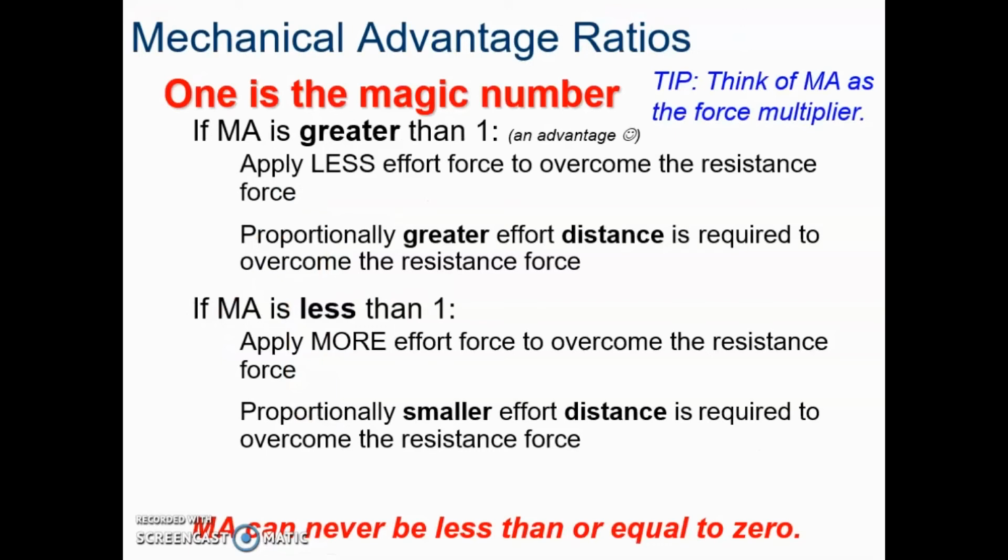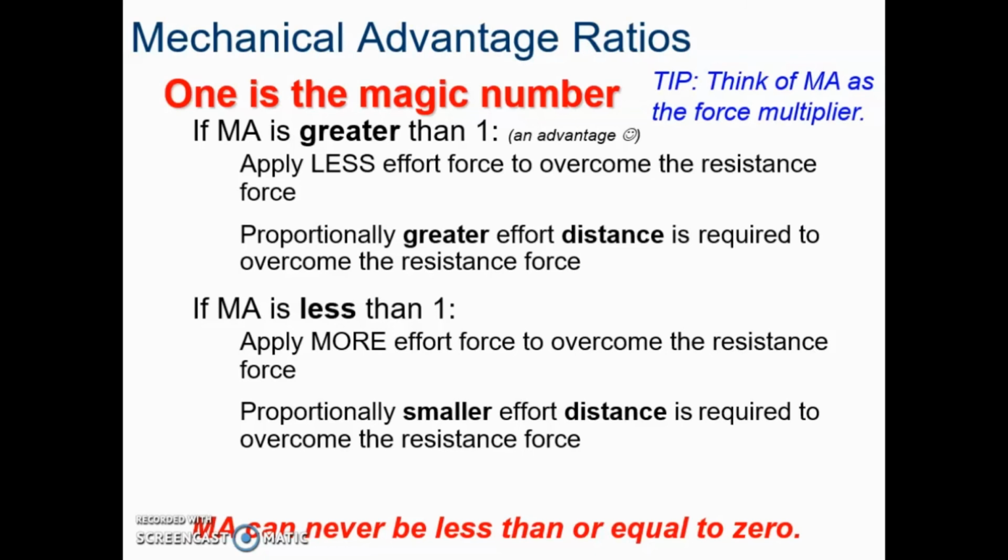So we talked about a 4 to 1, we talked about a 2 to 1. When you're thinking about these ratios, always remember that 1 is your magic number. So if you have a mechanical advantage of 1, that means the effort force and the resistance force are the same. You don't have an advantage or a disadvantage, it's just the exact same. If your mechanical advantage is greater than 1, that's a force multiplier. We typically call that an advantage. And that means that we are applying less effort force to overcome a resistance force. Our force is being multiplied.